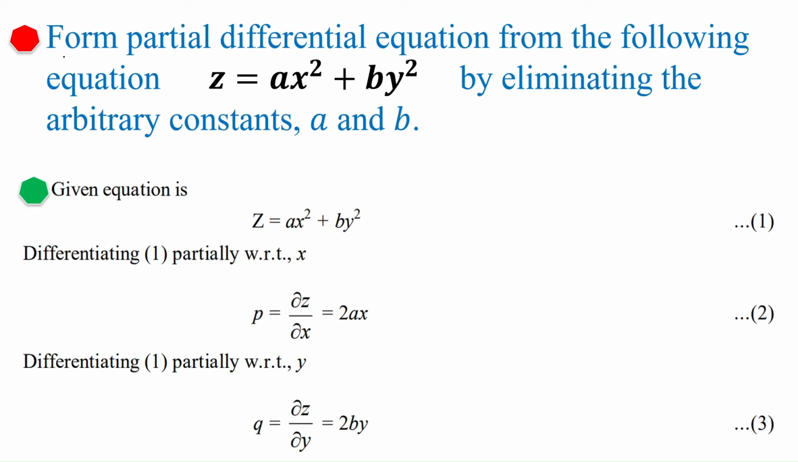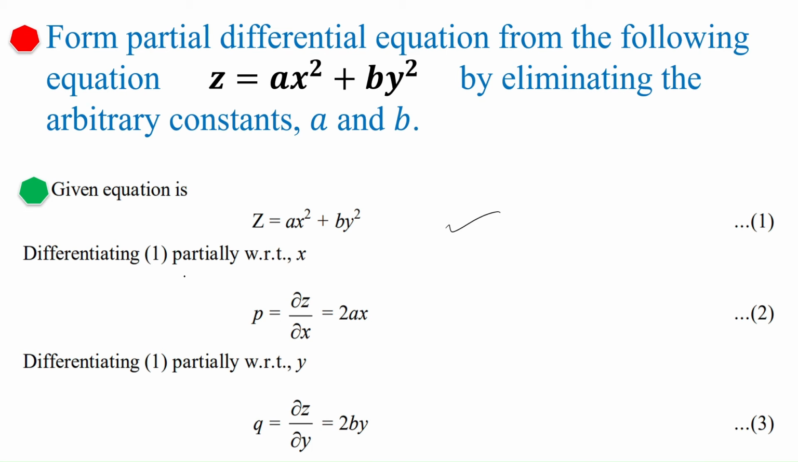Another question. We have to form a partial differential equation from the equation z equals ax square plus by square by eliminating the arbitrary constants a and b. Given equation is z equals ax square plus by square. Say this is equation 1.